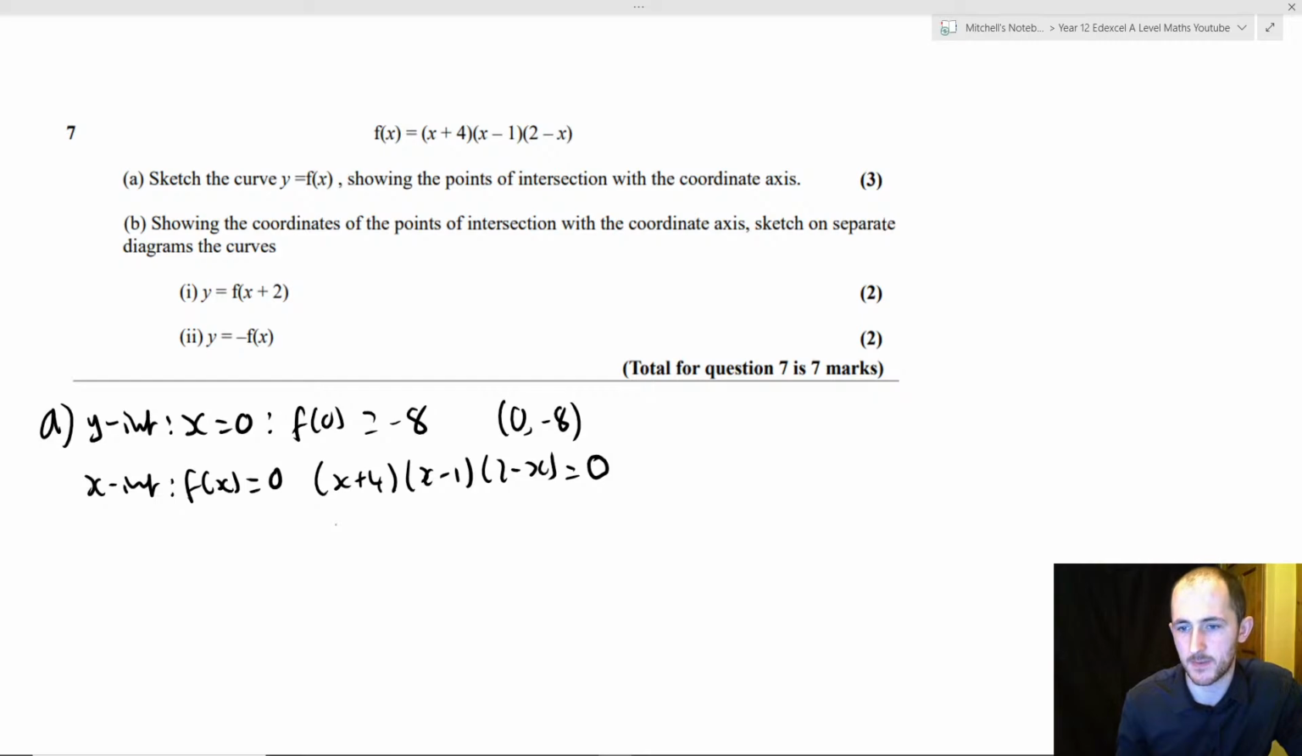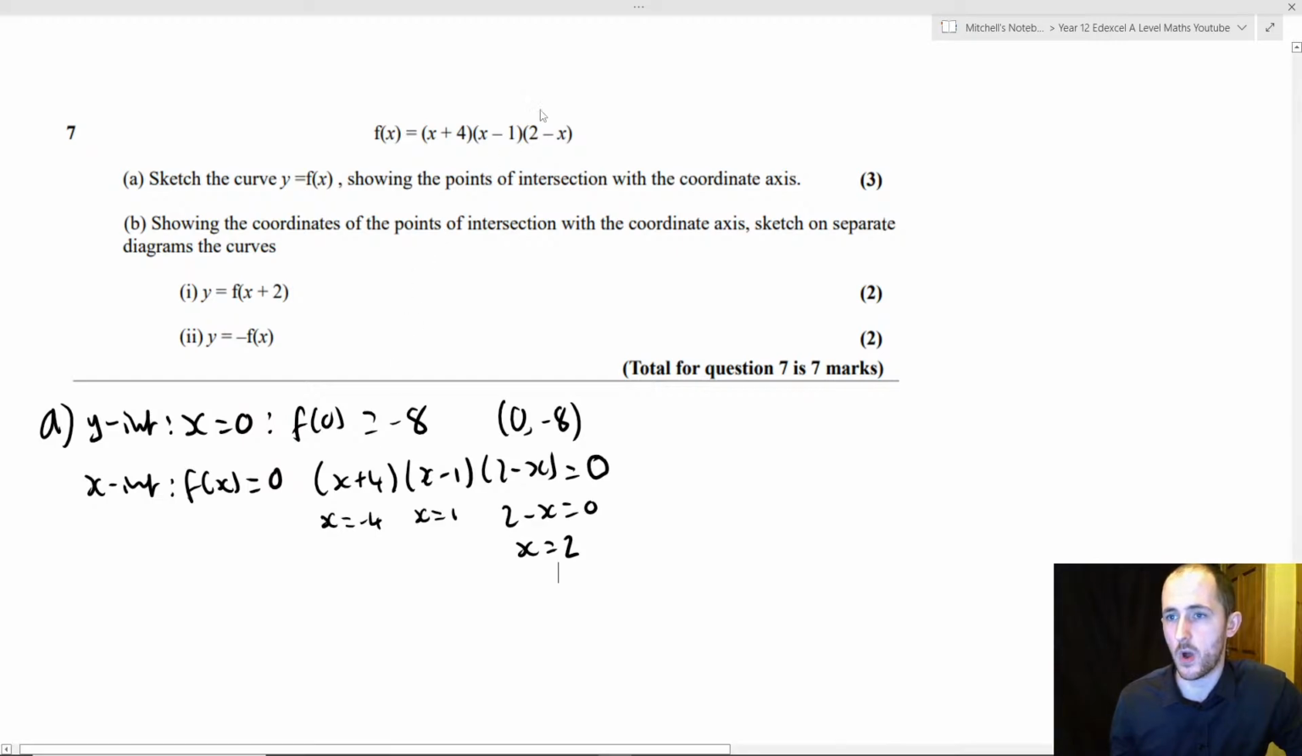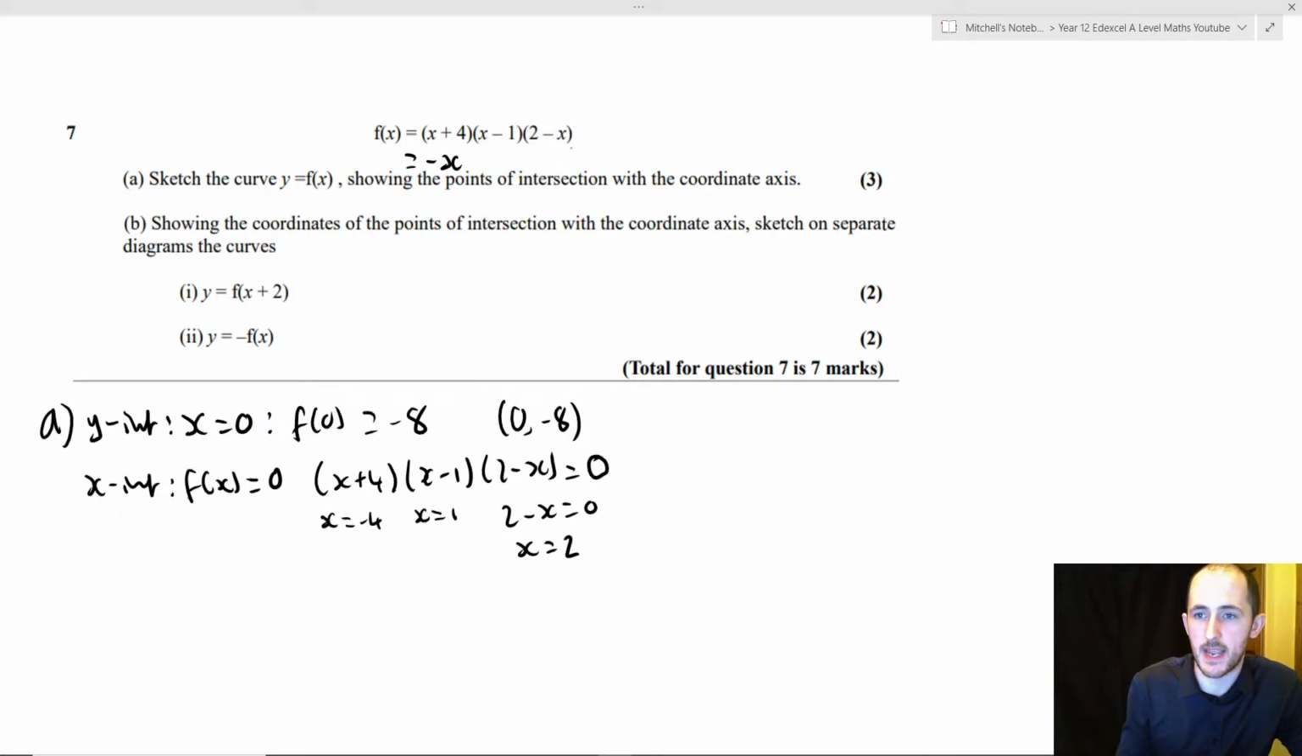So we have either x plus 4 equals 0, so x equals minus 4. We have x equals 1. Now with this one, you have to be careful. You have 2 minus x equals 0, so x equals 2. So be careful with that. The shape of this is also going to be a bit tricky because one of the x's is a minus. The overall x cubed is going to be minus x cubed. x times x is x squared, times minus x is minus x cubed.